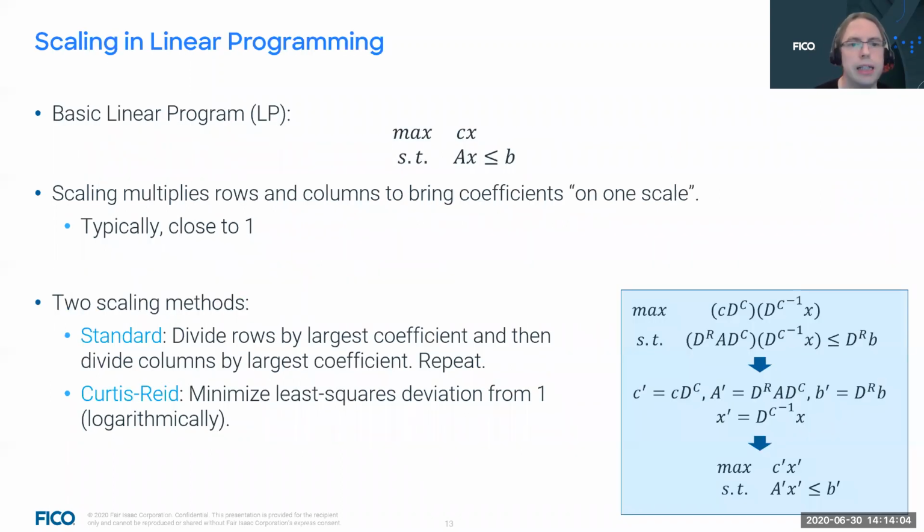So let's look at a quick example. We have a linear program here. No, sorry, that's not the example yet. As said, scaling multiplies rows and columns to bring coefficients on one scale. Typically, that scale is close to 1. And there are two scaling methods which are very common. The first is what we call standard scaling. Here you divide rows by the largest coefficient, and then you divide the columns by the largest coefficients, and you might repeat that. Or you do Curtis-Reid scaling, and Curtis-Reid scaling takes more of a global view of the problem and solves an optimization problem of its own, where it tries to minimize the least square deviation from one of the coefficients over the matrix.